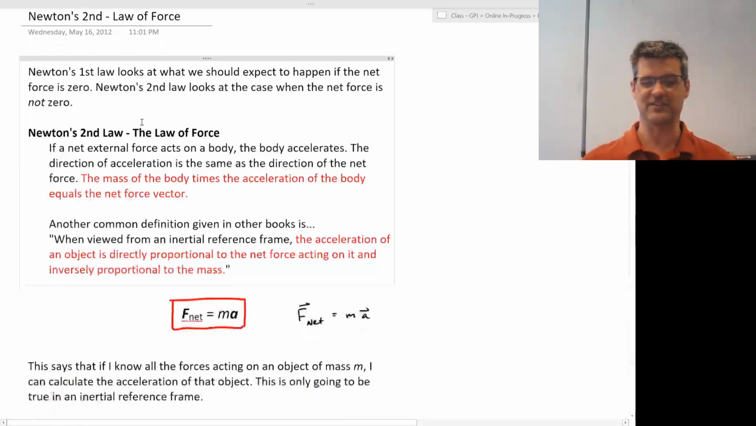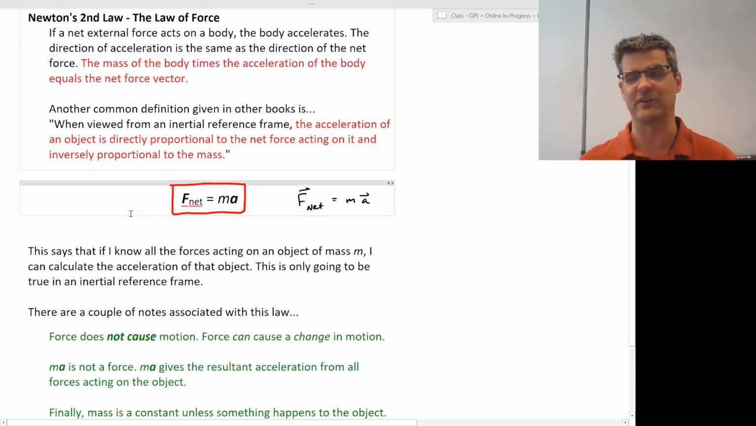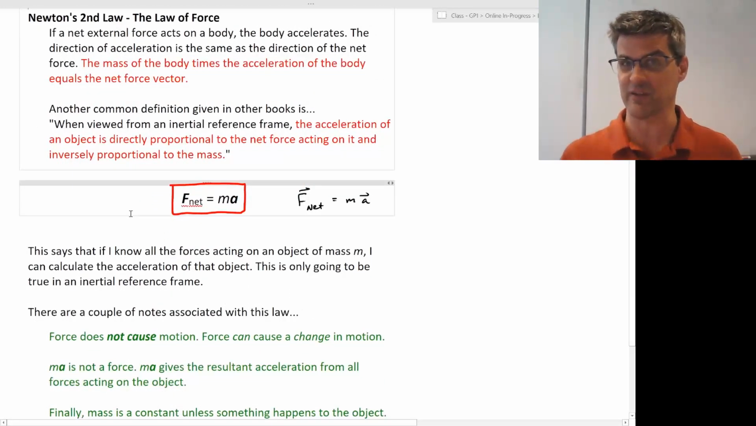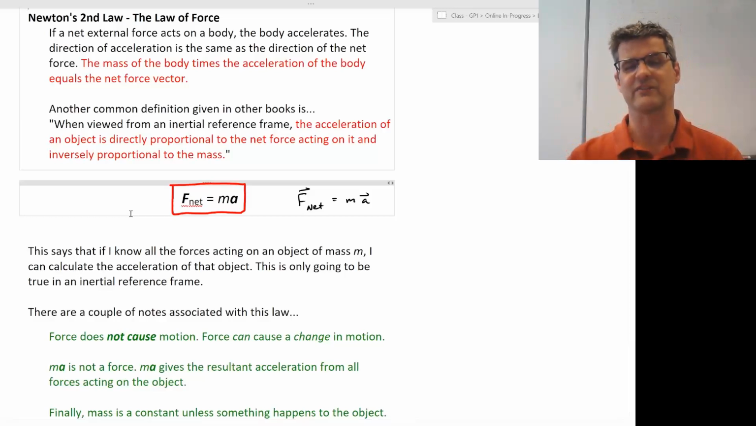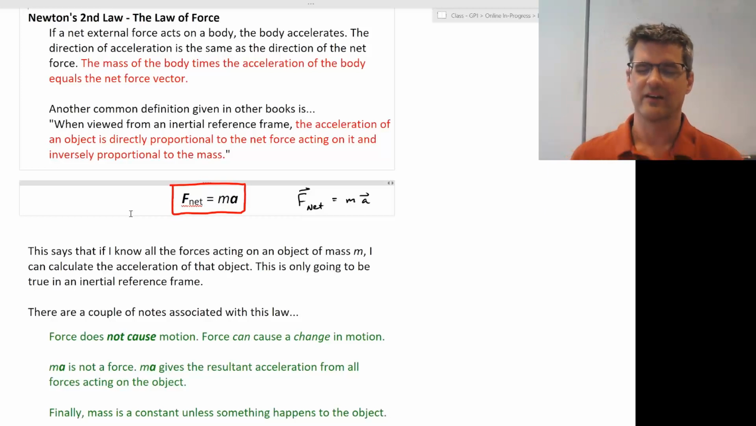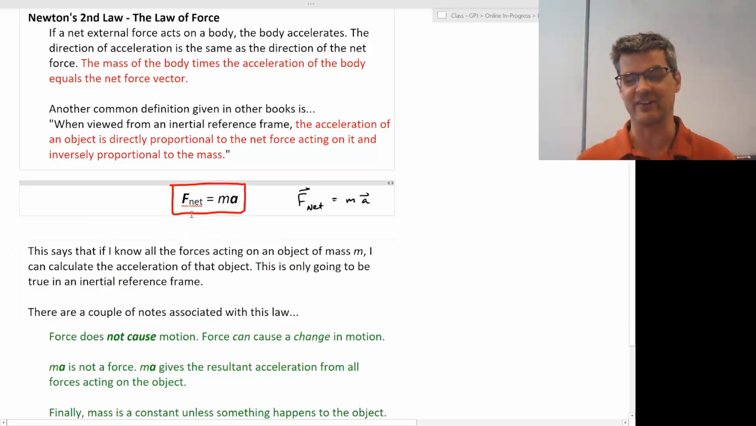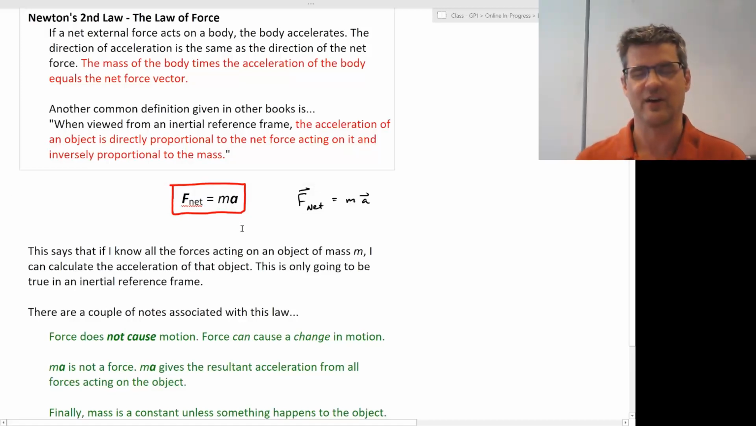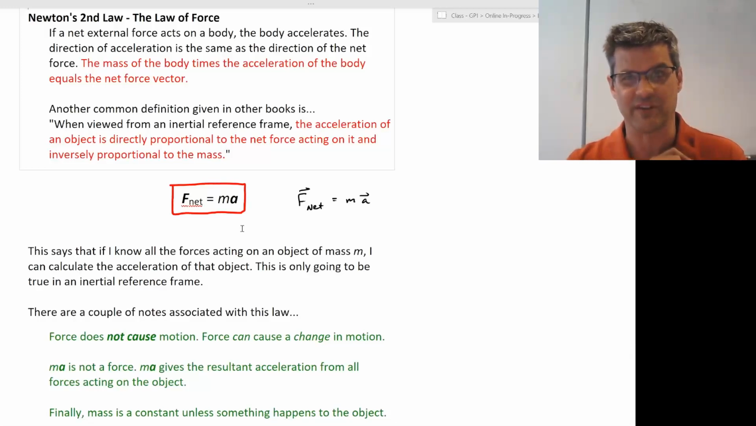Another common definition given in the books is that when viewed from an inertial reference frame, which we just talked about on the previous page, the acceleration of an object is directly proportional to the net force acting on it and inversely proportional to the mass. This is a whole lot of words. What are these words saying? These words are saying that the net force on some object is equal to mass times acceleration. This net force is the vector sum of all forces on some object.